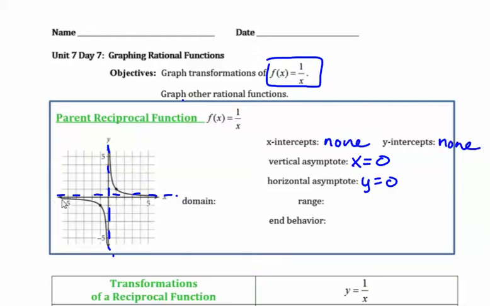The range is going to be everything except for 0, so negative infinity to 0, leave out the 0, and 0 to infinity. And the domain is going to be everything except for 0 as well.